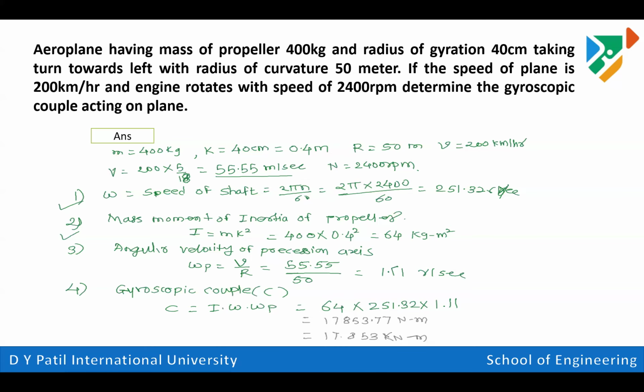It will be 1.11, and gyroscopic couple will be 64 into 251.32 into 1.11, that is 17,853.77 Newton meter. It will be 17.853 kilonewton meter. So in this way, we can determine gyroscopic couple acting on a plane for these various cases.